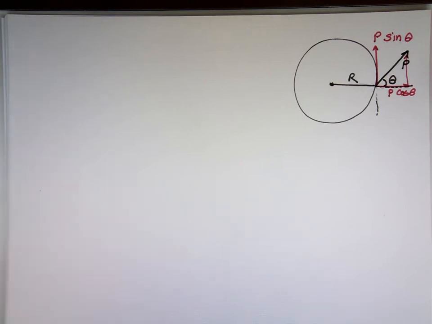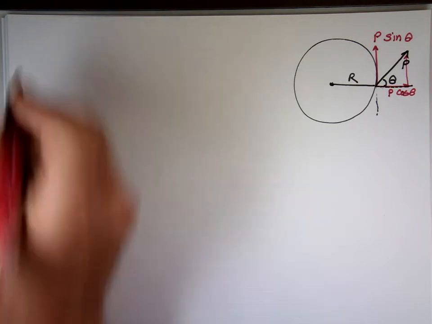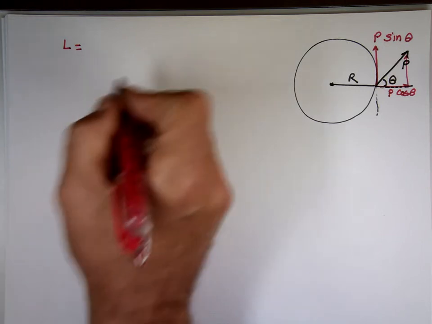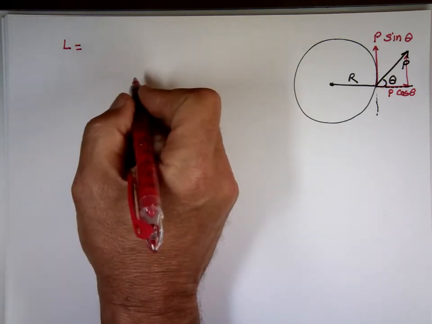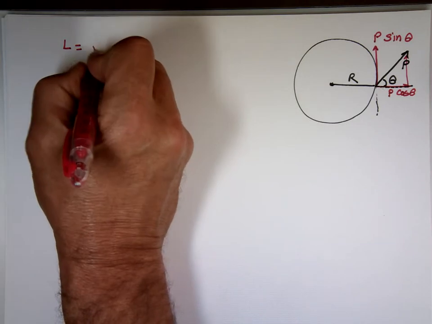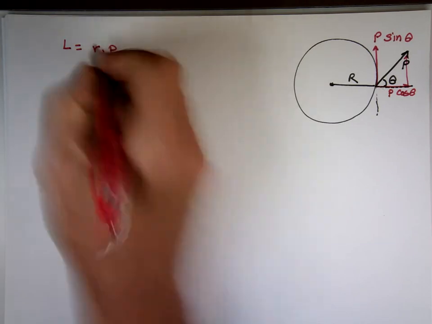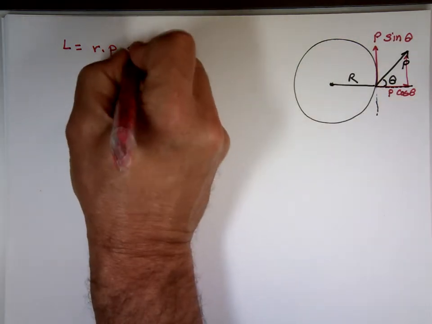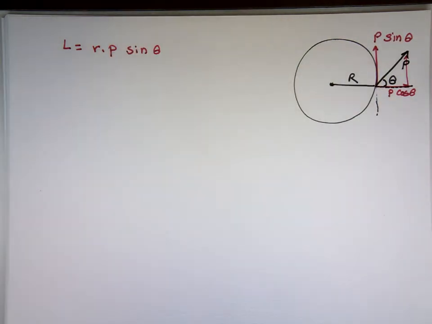So what is my angular momentum? We'd said the angular momentum will be R times P before, right? Not in this case, because this has to be P times sine of theta, because you are at an angle there. And we can derive that equation.